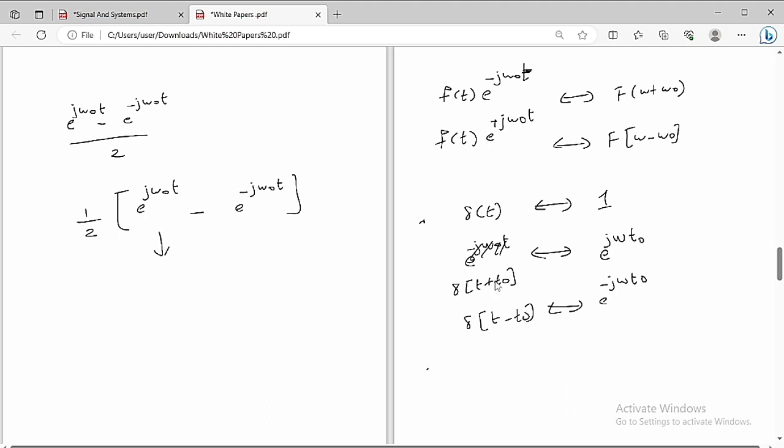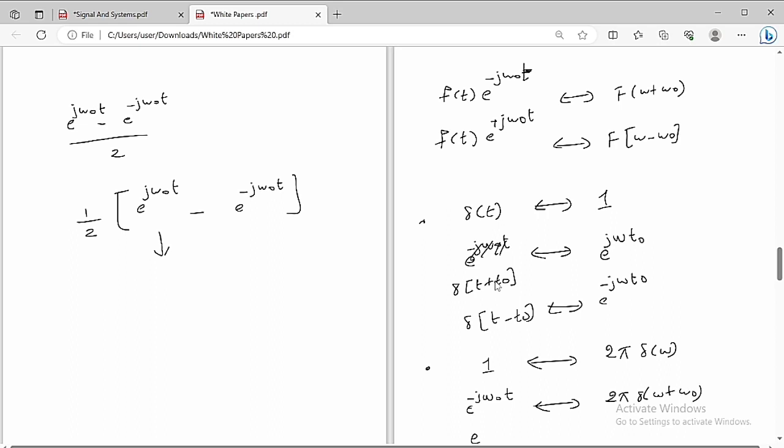What I will do is very simple. Suppose for 1, what is the Fourier transform? 2 pi into delta of omega. Then f of t is 1. So now 1 into e to the power of minus j omega naught t. What is the Fourier transform? The Fourier transform is nothing but F of omega, substitute omega plus omega naught. So 2 pi into delta of omega plus omega naught.